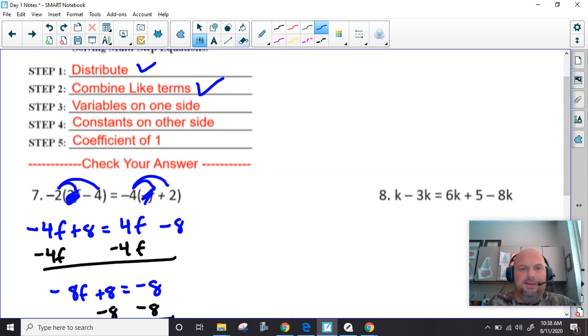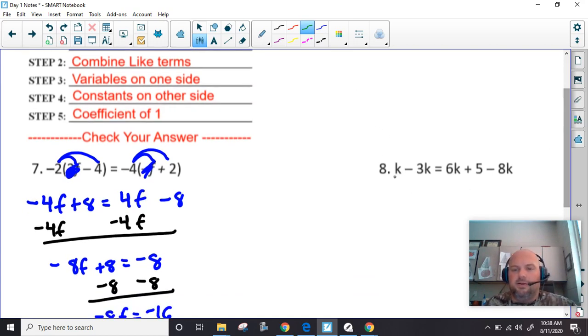Since I did that one in blue, I'm going to erase this and we're going to do this one in green. So do I have to distribute? No, there are no parentheses. I do have to combine like terms. Over here, these two combine to give me -2k. Remember, this is an understood one, and if you have to write that one right there, you better write it. So you understand.